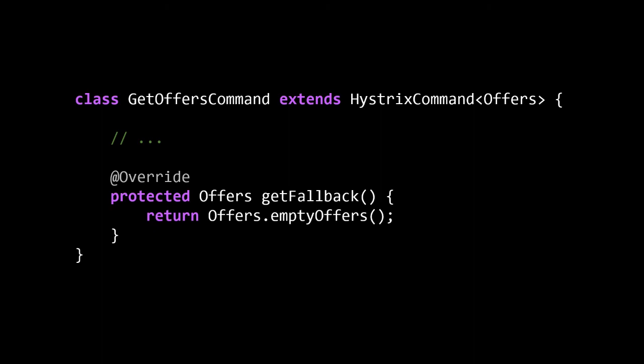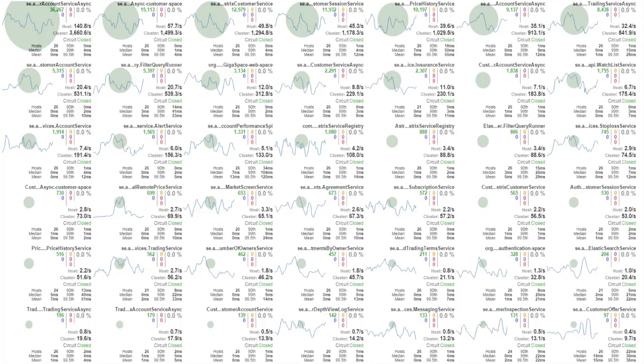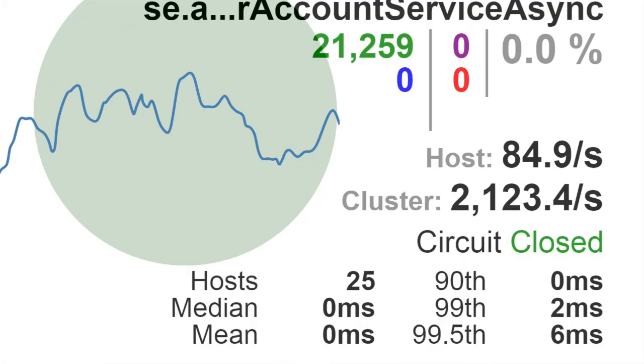Hystrix has some real-time monitoring capabilities. We have a nice example from Avanza's dashboard here. I can zoom in a bit on one service. Those are all the Hystrix commands that run from our web application. If we zoom in on one service, we can see the number of successful requests, we can see the number of requests per second, we can see how many service calls have failed for different reasons, all in real time. It's quite cool.